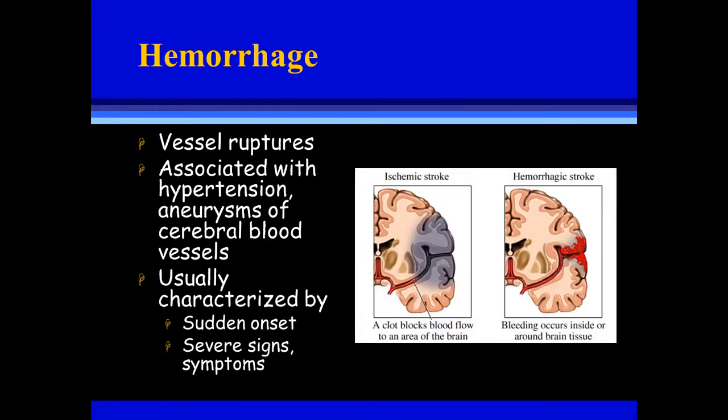Okay, hemorrhage, vessel ruptures associated with hypertension, aneurysms of cerebral blood flow. So chronic hypertension leads to aneurysms, usually characterized by sudden onset, severe signs and symptoms. They will have the worst headache of their life. They may have initial loss of consciousness and then a return of loss of consciousness.